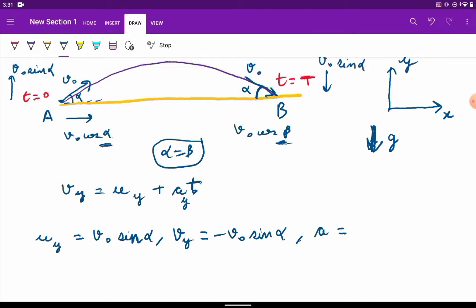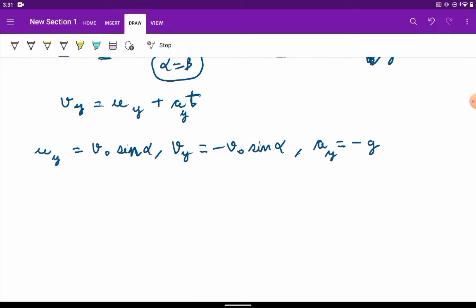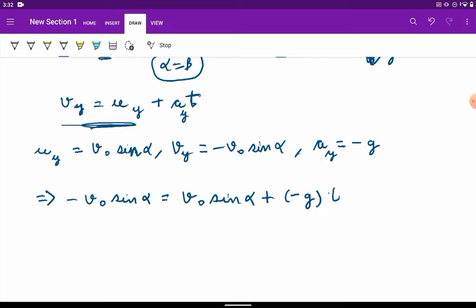So ay is minus g, right? So I'm representing it by ay. It's according to you whether you want to represent it by ay or wy, as per whatever is convenient to you. So now we substitute these values in this equation. So vy is minus v naught sine alpha, uy is v naught sine alpha, plus ay is minus g times t.